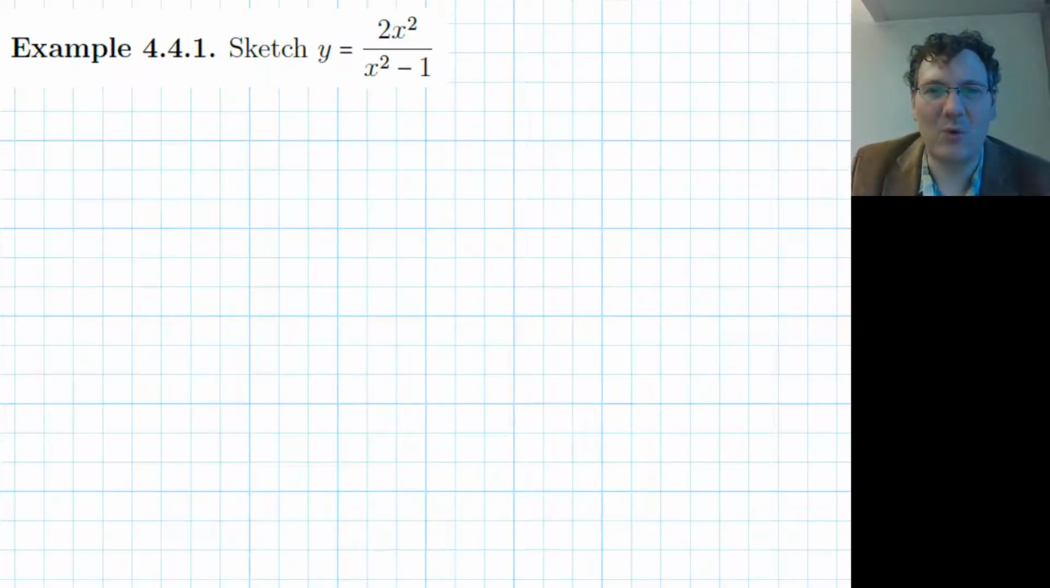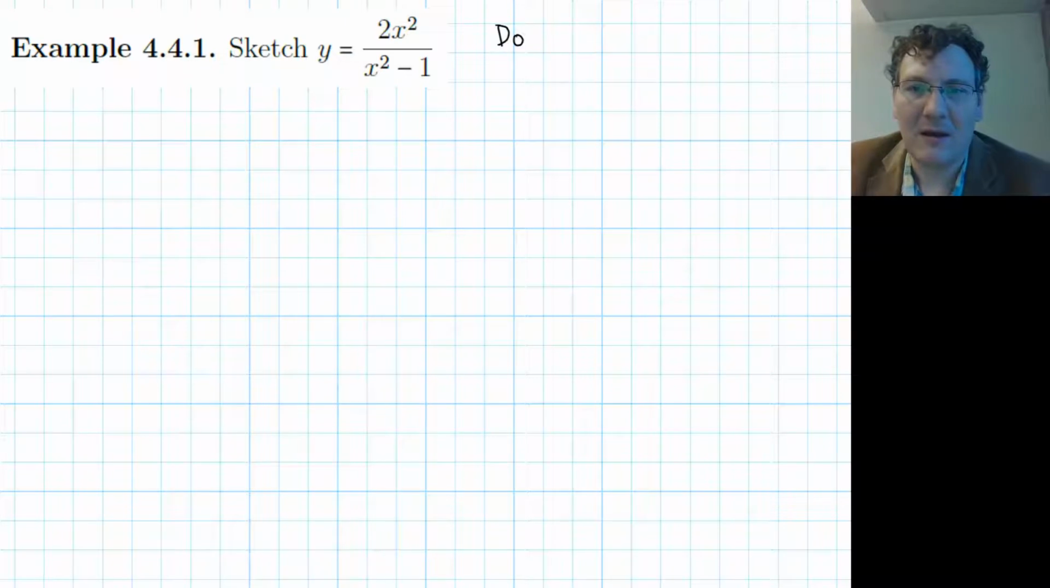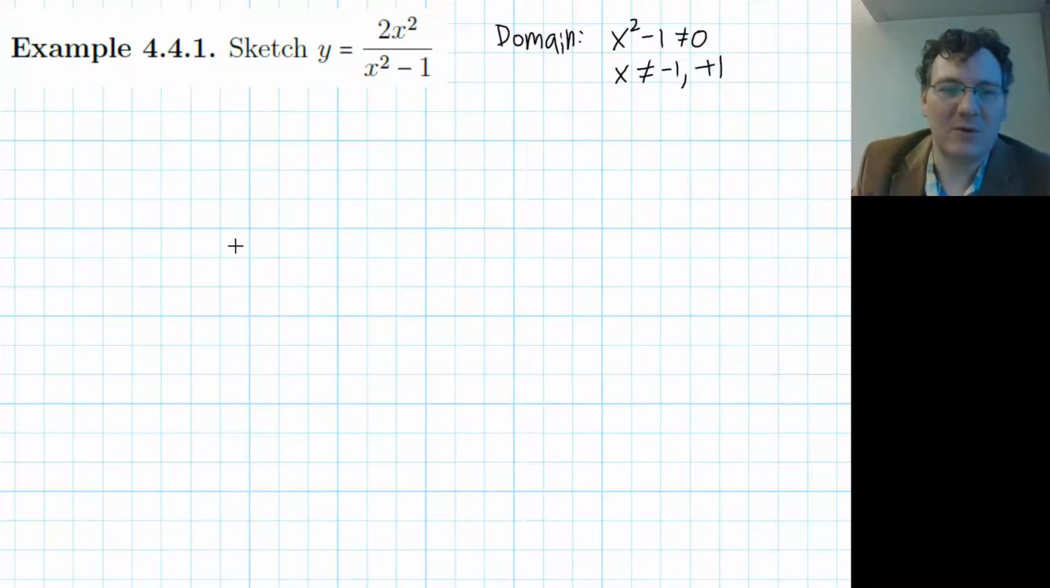Okay, let's take y equals 2x squared over x squared minus 1. First off, looking at this, we can see the domain is going to be fine as long as x squared minus 1 is not equal to 0. So that's actually as long as x is not equal to minus 1 or plus 1. Those are going to be the holes in the domain.